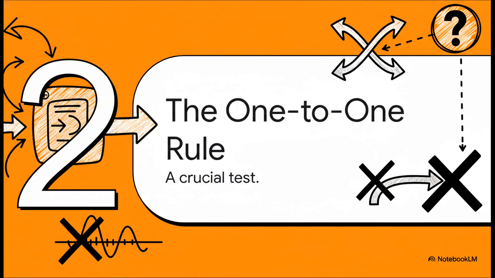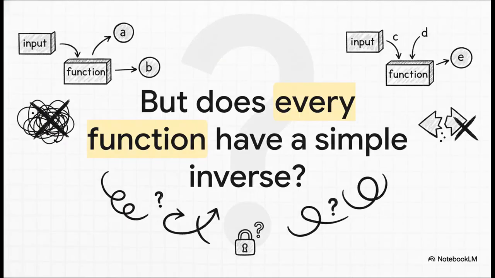Okay, seems simple enough, right? Just reverse everything. And you knew there was a but coming. There's a catch. Turns out, not every function can just have a simple inverse. There's a very important rule it has to pass first. So, the big question is, does every single function out there have this nice, clean inverse? And the answer, which might surprise you, is a hard no.